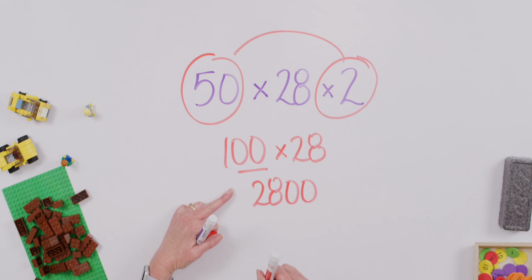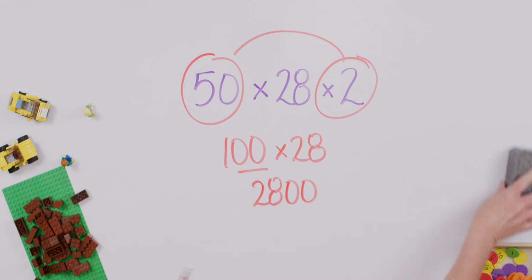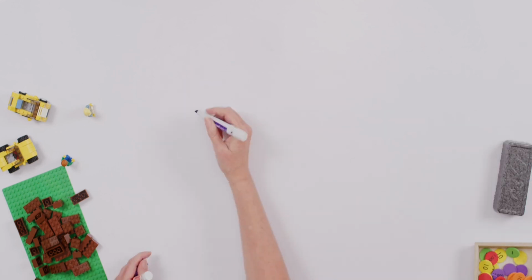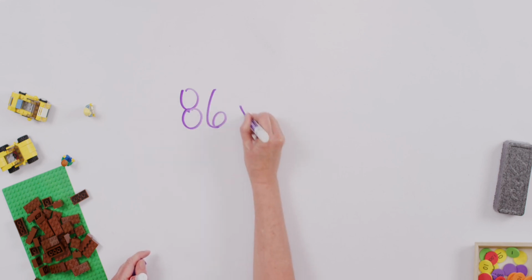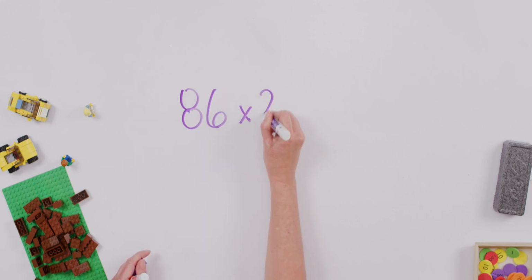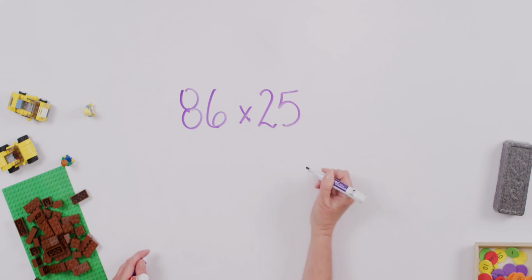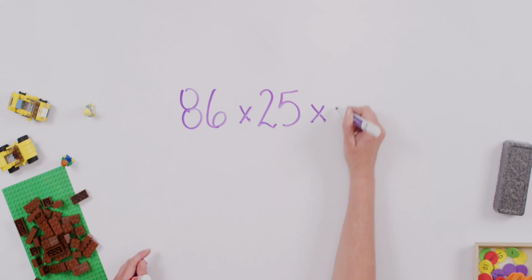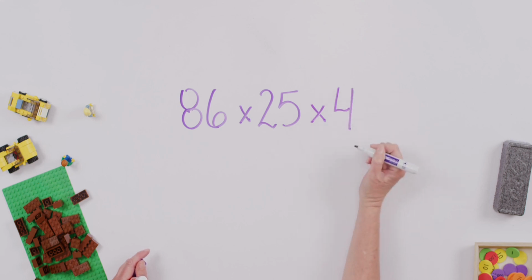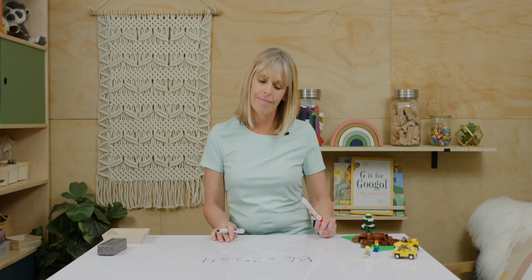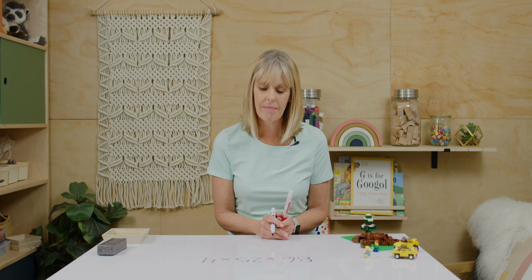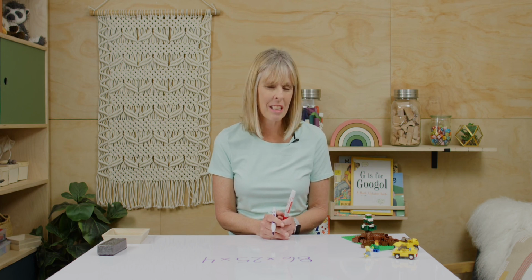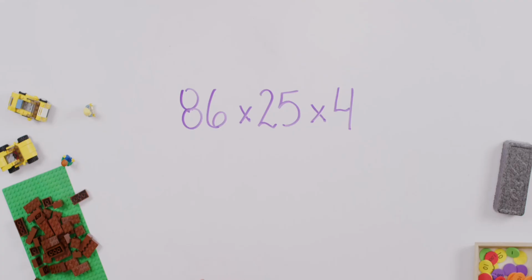Well, let's work with a little bit of a trickier one. 86, ooh, times 25 times, let's do 4. Can we make 100 with two of these numbers?